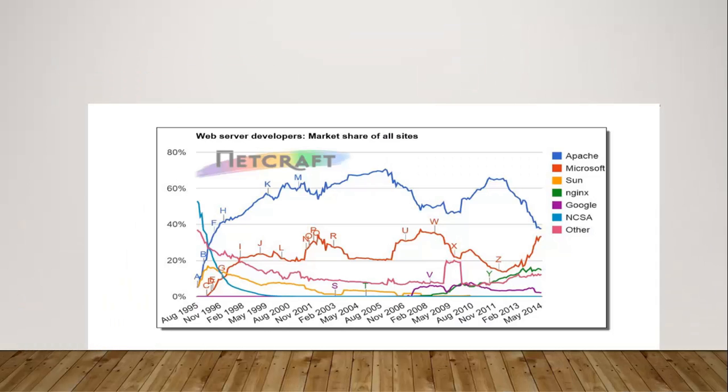On the image, the Apache blue line is in the first position. Microsoft is in the second position in web servers on the IT market. I just wanted to show you the difference between Microsoft and open source, as Apache is open source but Microsoft is not.